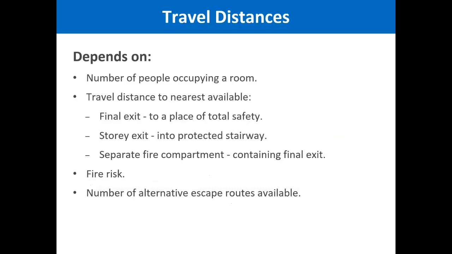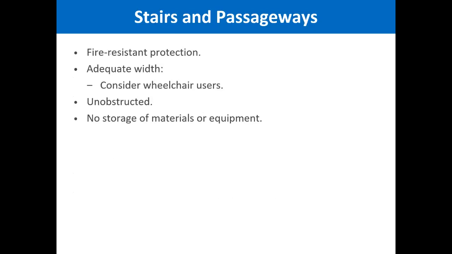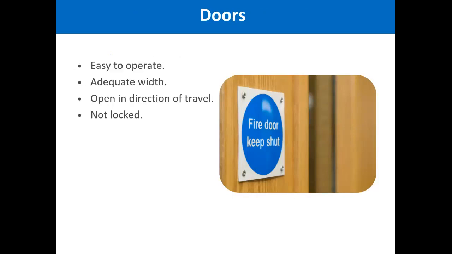The travel distances depend on the number of people that are in the room, and the travel distance from the nearest available first exit. So you need to make sure that you identify what is the travel distance so that you can advise the people where they need to evacuate through. Also, you need to mention the fire risk as well. The fire risk will also help you in identifying the travel distance and the number of alternative escape routes available as well. Stairs and passageways should be fire resistant, adequately covered, unobstructed.